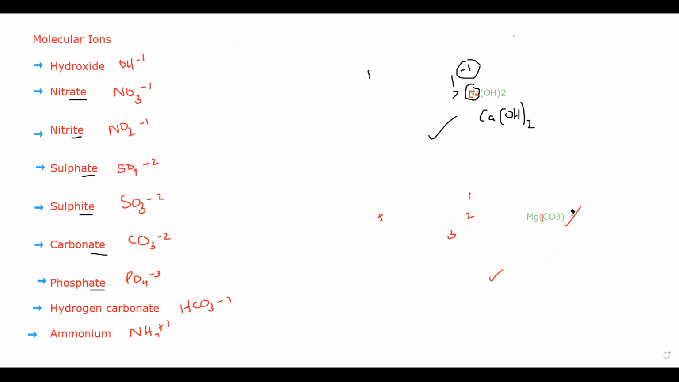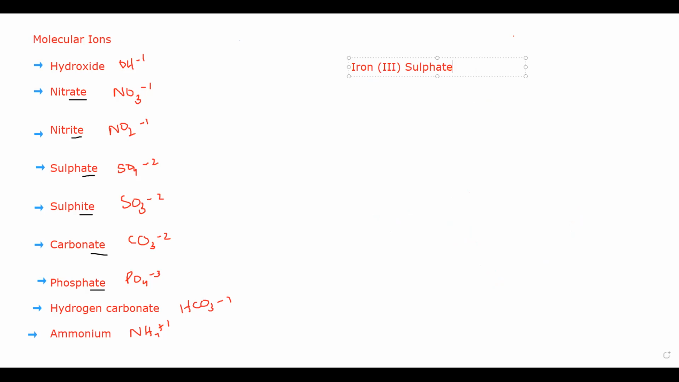Another example, if I want to write a chemical formula for iron 3, the Roman 3, sulfate. So iron 3 sulfate, iron is Fe. And this 3 is actually the charge of the iron. So iron is Fe, which is plus 3. And sulfate is SO4 with the charge minus 2.